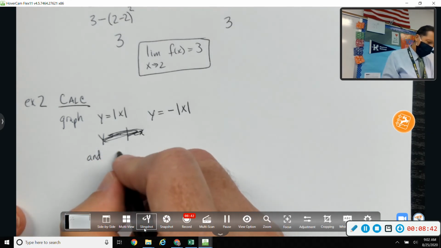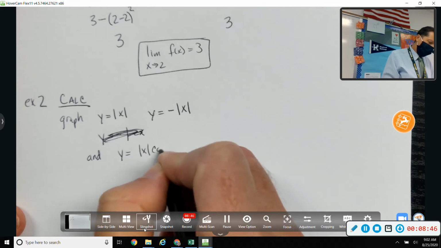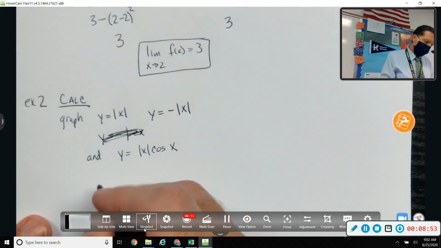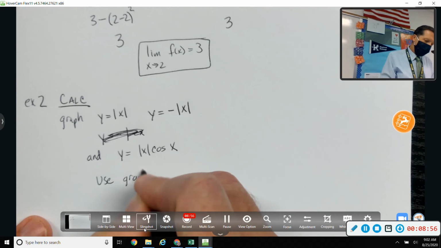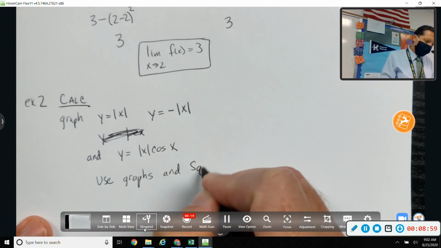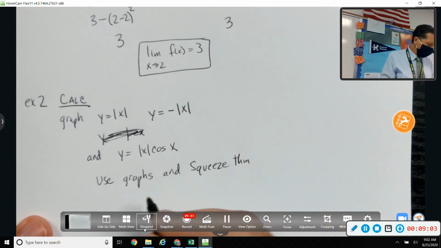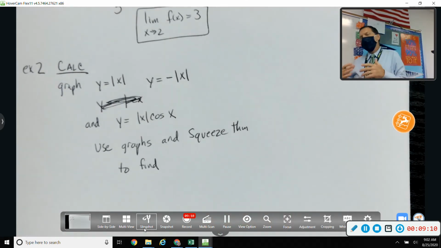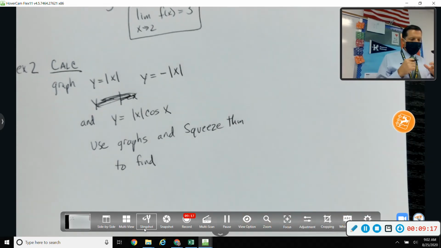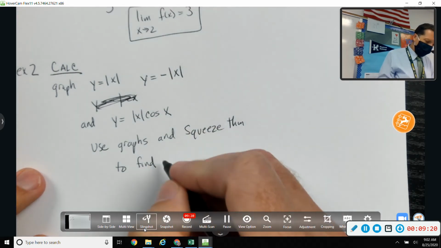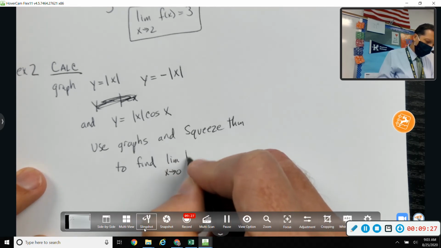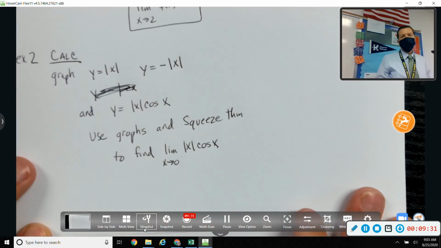And y equals absolute value of x times cosine of x. And then use the graphs and the squeeze theorem to find, and since we're looking at pictures, it's really going to be more of a guess, approximate. I mean, it's going to be obvious when we look at the picture, but we're not doing anything analytically to say for sure what the limit is. Use the graph to find the limit as x approaches 0 of absolute value of x cosine of x.